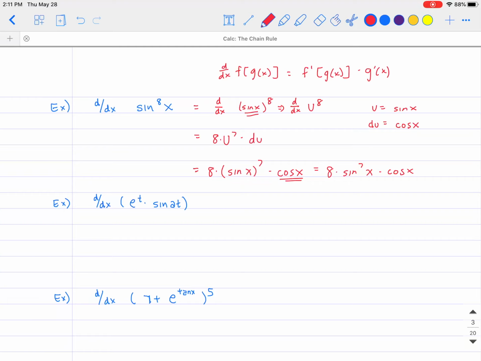Okay, let's look at the second part over here. This time I want to take the derivative of e to the t times sine of a times t.